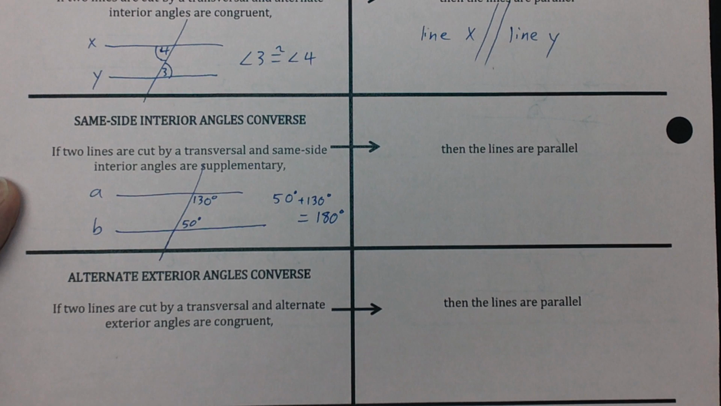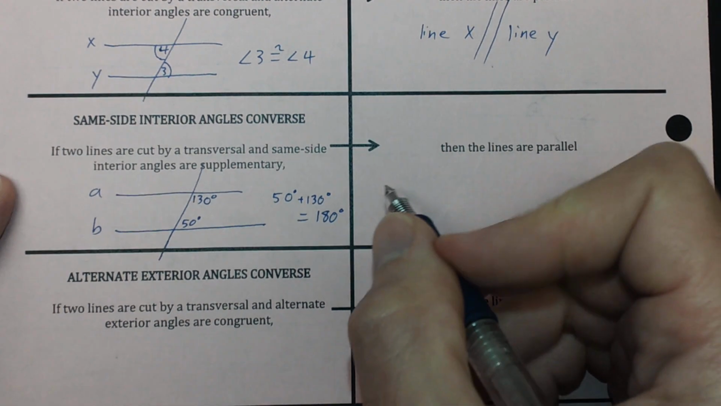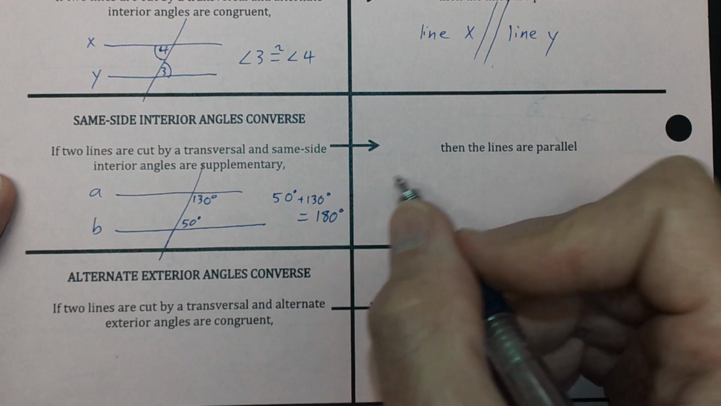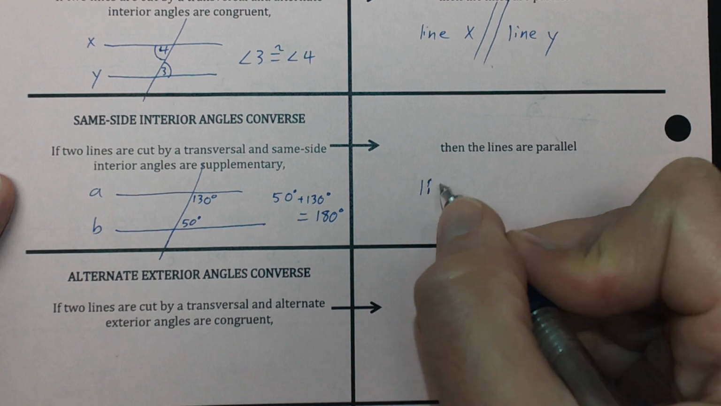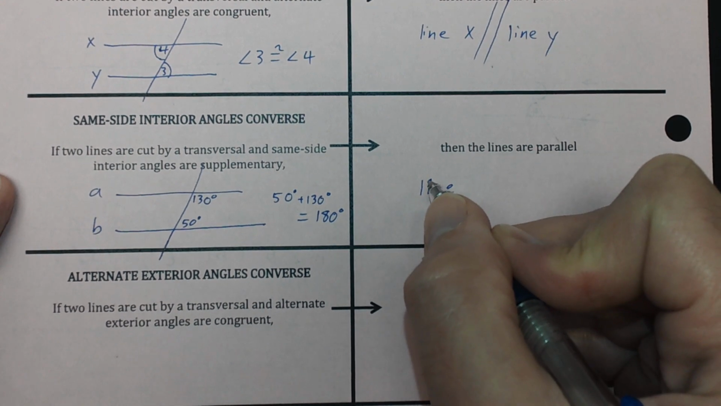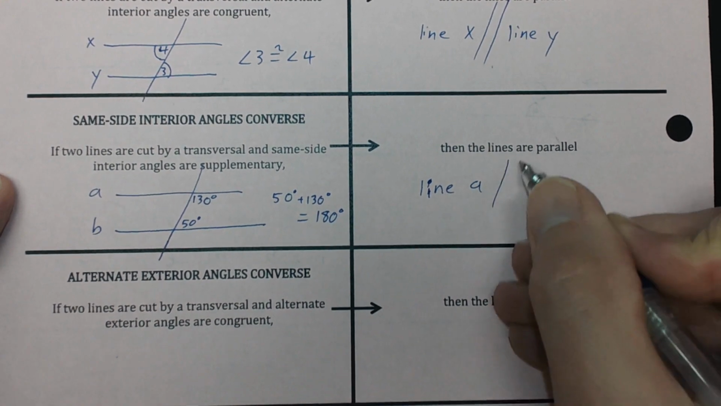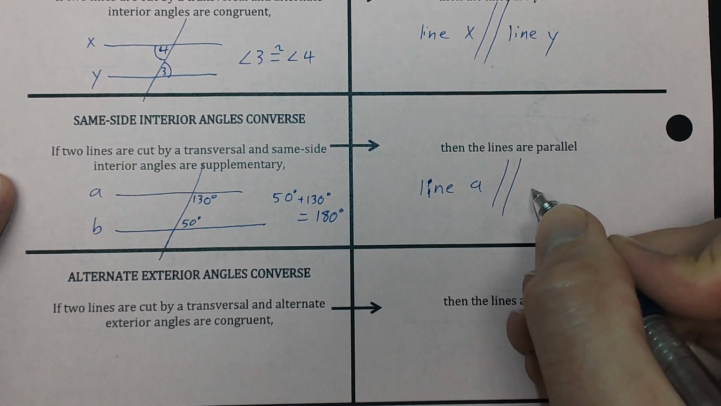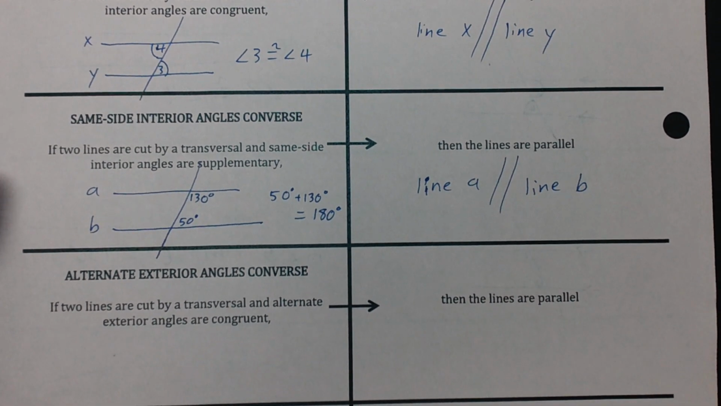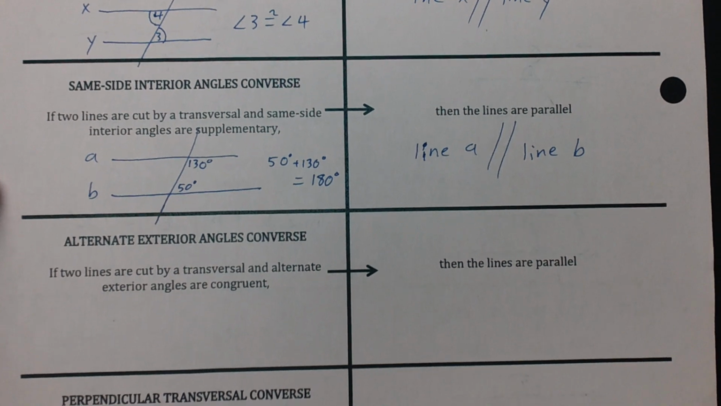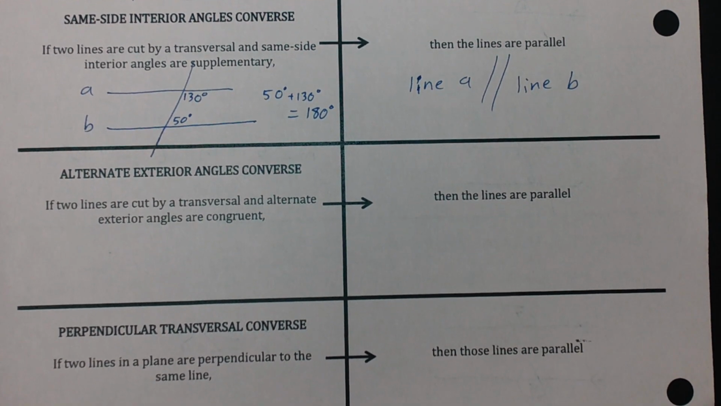I ran out of room there. So 50 plus 130 is equal to 180. So we know they're supplementary since they add up to 180. Well, what's our conclusion? The only conclusion we can really make about those two lines A and B is that they're parallel. So line A is parallel to line B. These are all going to be the same for these first four converses.